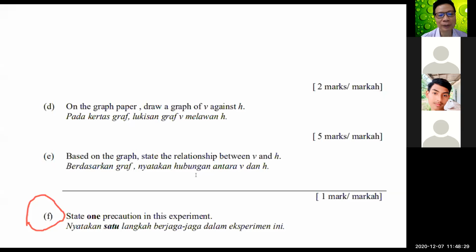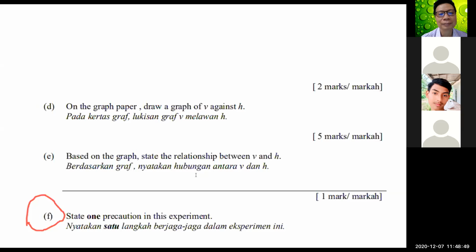Brandon put there, eyes positioned perpendicular to the scale of the meter rule to avoid parallax error. Yes, Brandon, yours is complete. So the complete answer should be like Brandon's answer. You can see the answer inside the box.